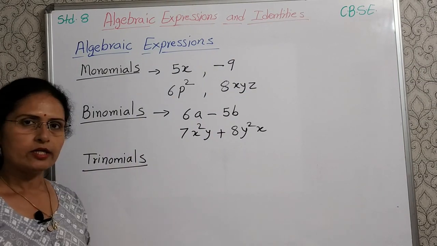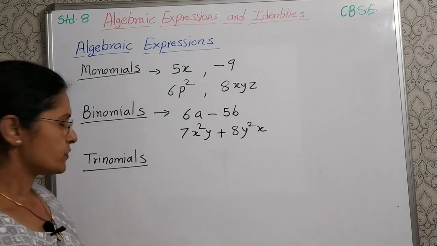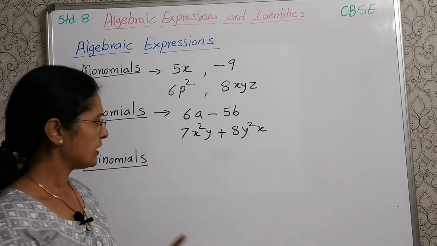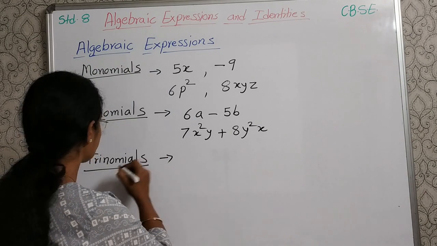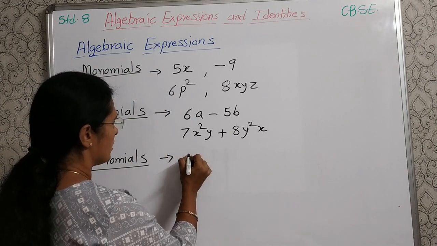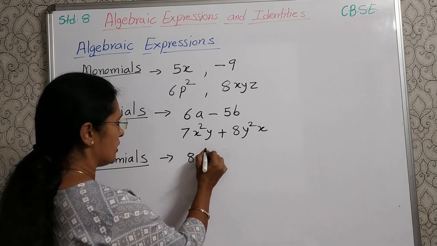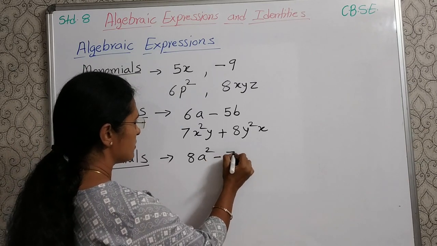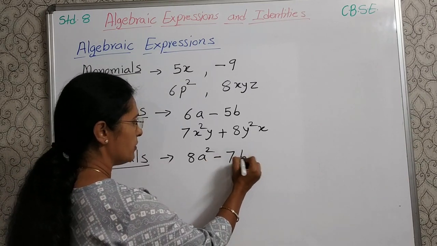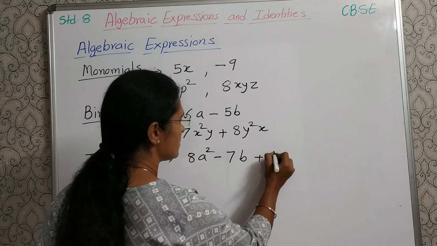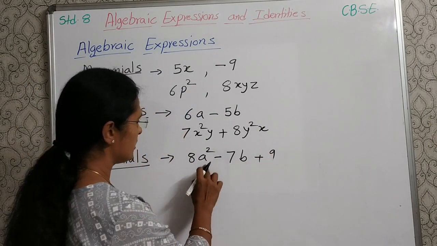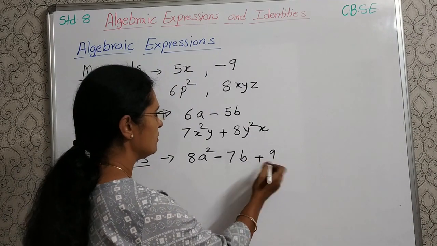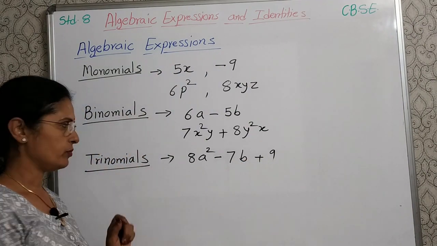Now, what are trinomials? An algebraic expression that contains three terms is called trinomial. Example, 8a square minus 7b plus 9. So here three terms are there, 8a square, minus 7b, and plus 9. Therefore, this is a trinomial.